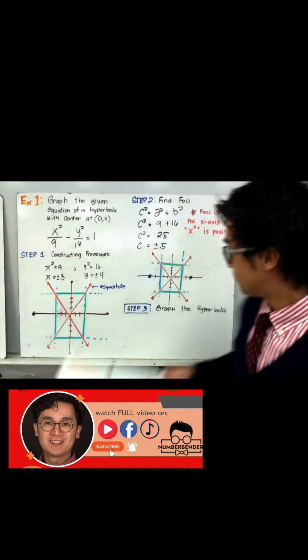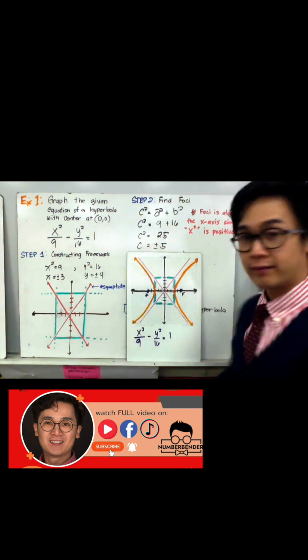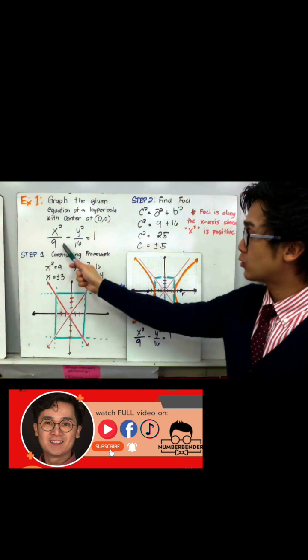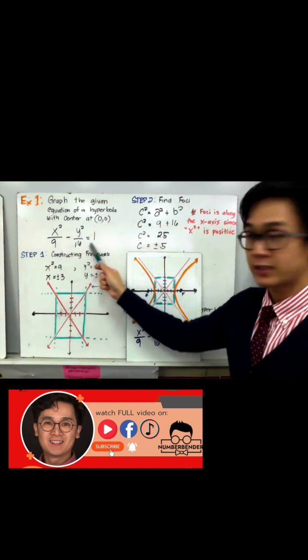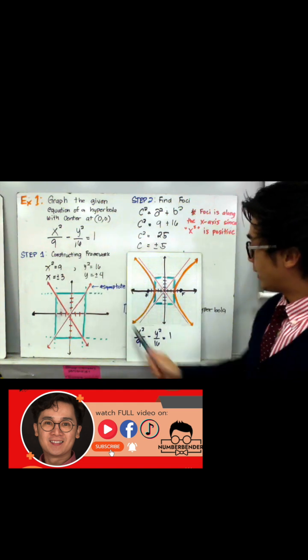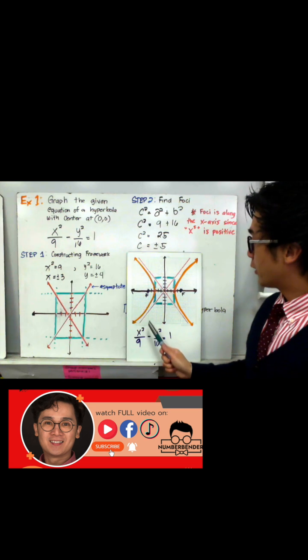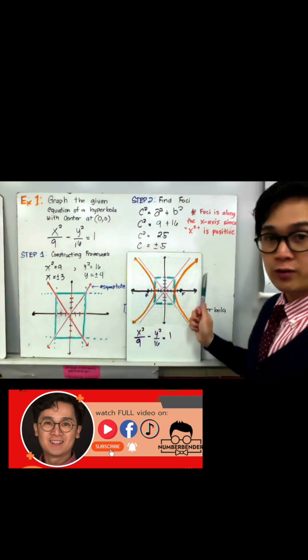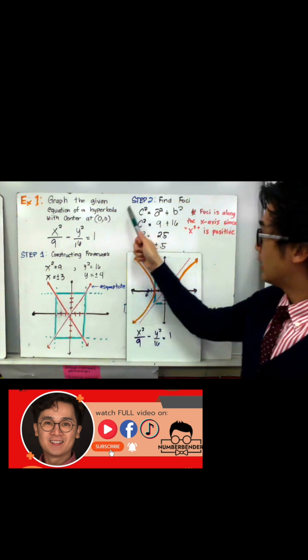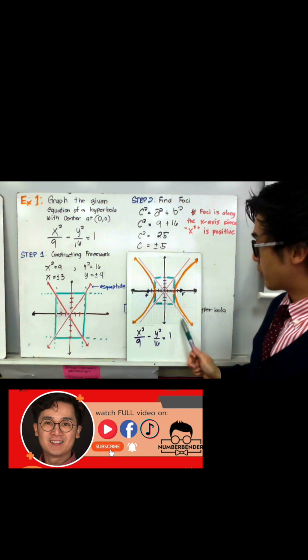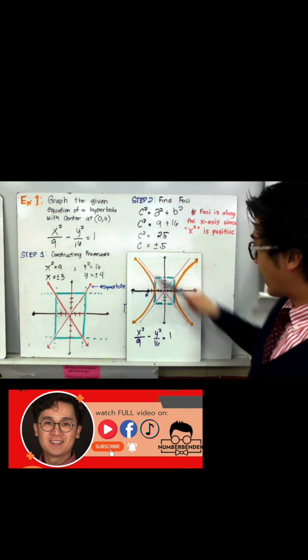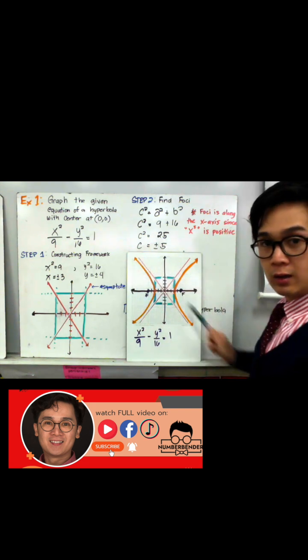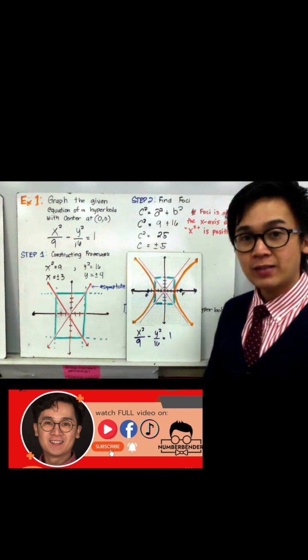And this is step number 3. The graph of your hyperbola given x squared all over 9 minus y squared all over 16 equal to 1 is drawn using the steps that we did for this example. So step number 1, step number 2, and step number 3: our framework, our asymptote, and our hyperbola. Now, let's have the second example.